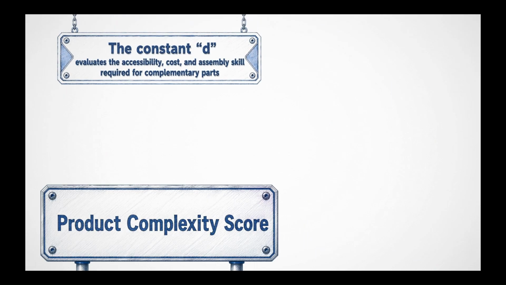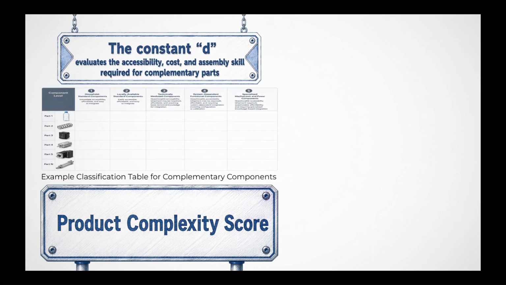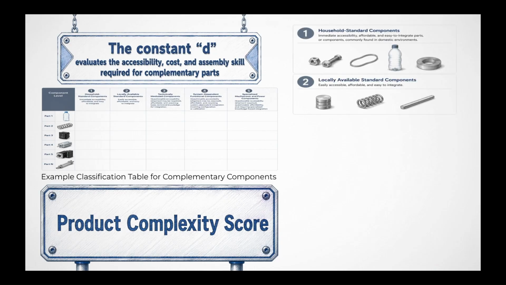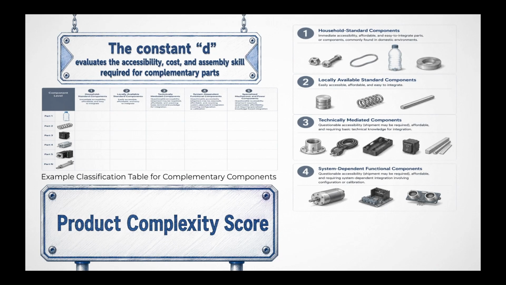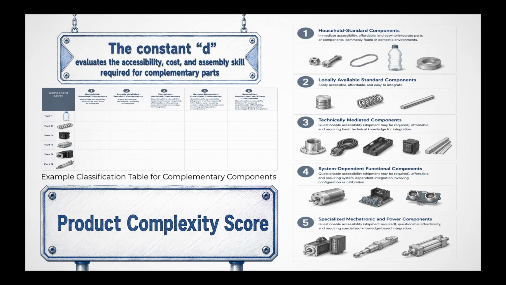Finally, for dependent products, the constant D evaluates the accessibility, cost, and assembly skill required for complementary parts, ranging from Level 1 household standard items like bolts or rubber bands to Level 5 specialized mechatronic and power components like controllers and linear actuators.